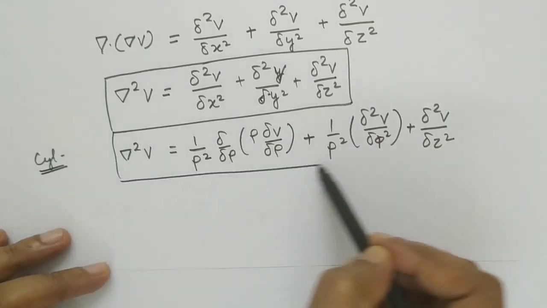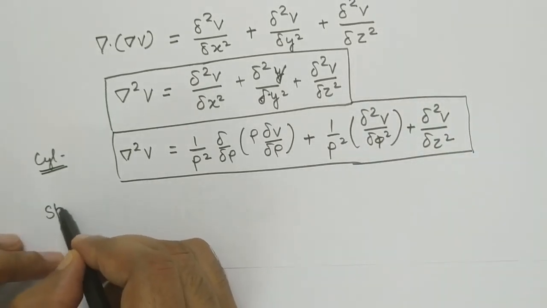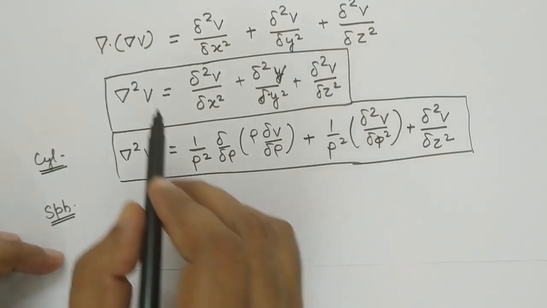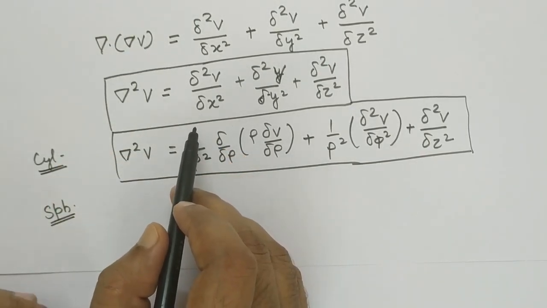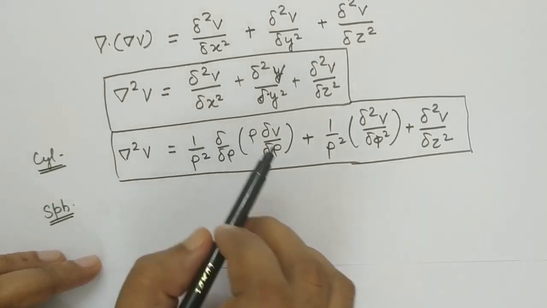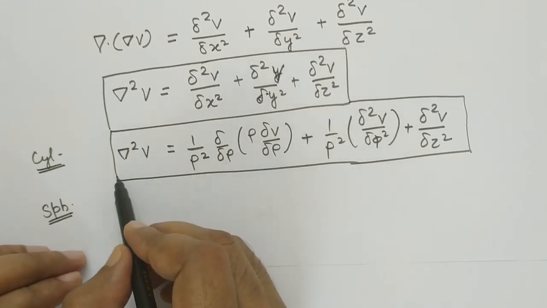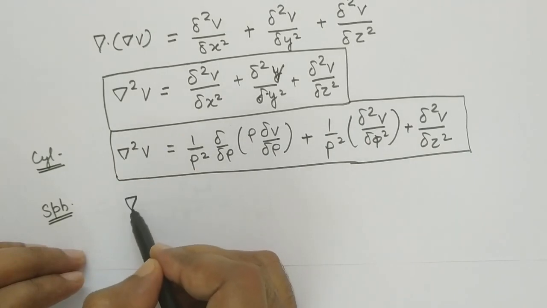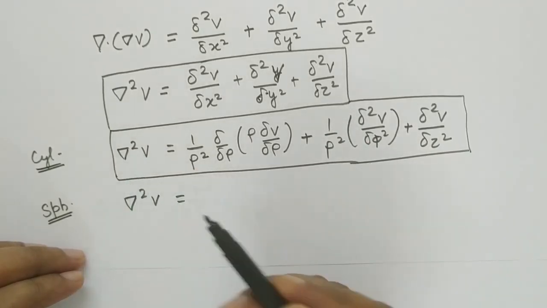So this is in cylindrical coordinate system, and similarly we can find for a spherical coordinate system. To know how to write divergence, gradient and curl in cylindrical and spherical coordinate systems, you can refer to my video where I have discussed how to memorize the gradient, divergence and curl in different coordinate systems, and you can apply that to find out the Laplacian.